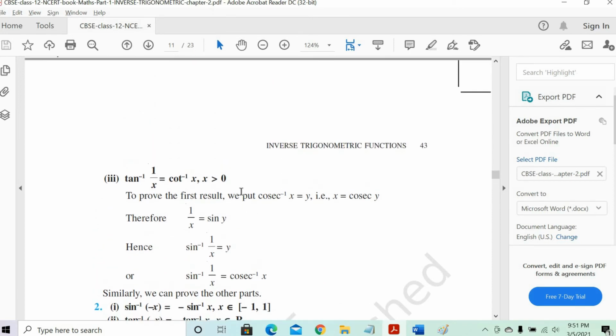These are the important properties. We'll be using these properties quite often in the coming exercises.